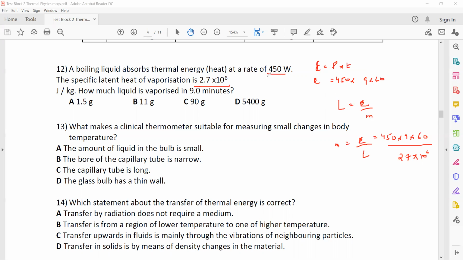When we substitute, because we are using the SI unit, we'll get the mass in kilogram, as this value is given in joule per kilogram. So first we'll get the answer in kilogram, but all the answers you can see are written in grams. So as these answers are written in grams, we'll convert kilogram into gram after getting the mass. That will be 90 gram.